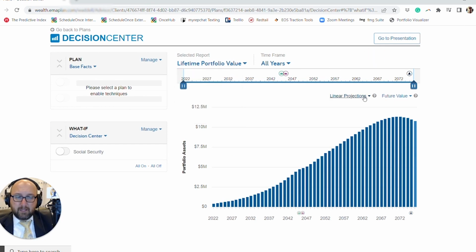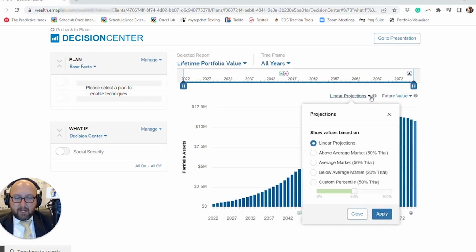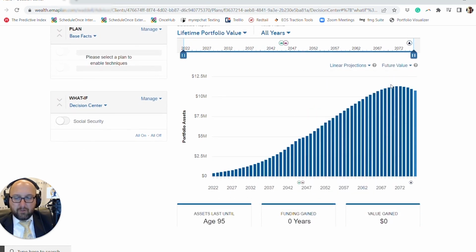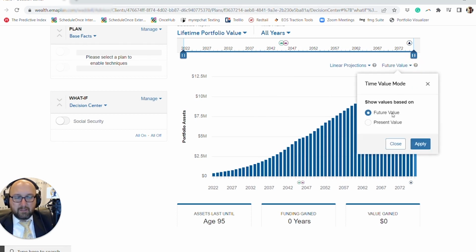But I want you to see right here, in this lifetime portfolio value, depending on the version you have, you might be able to change this from linear projections to some of the Monte Carlo projections. That's a fairly new change, in the last year or two. This has always been there. I always say, $30 million doesn't spend like it used to. You can always change the present value.